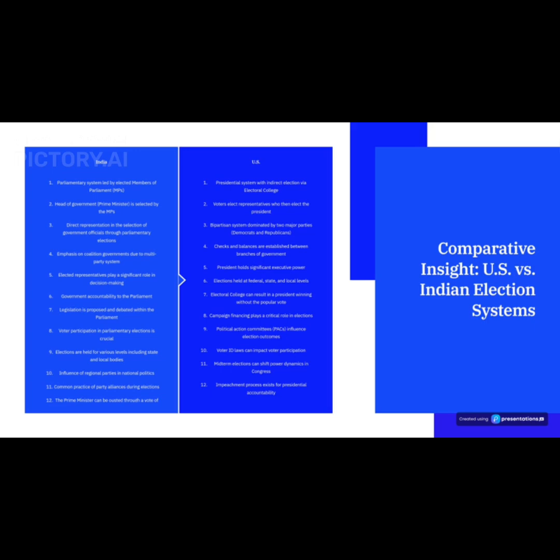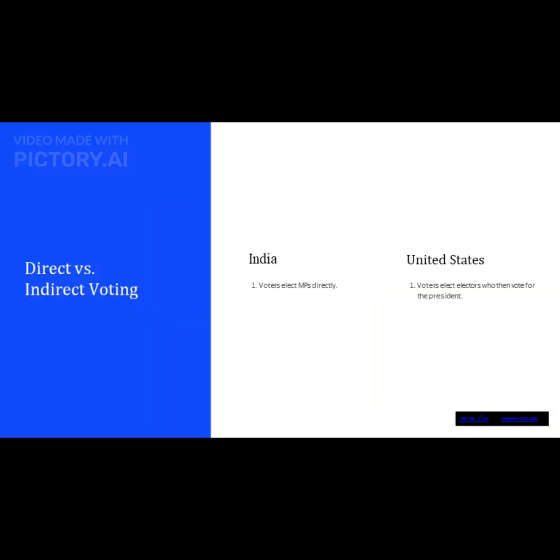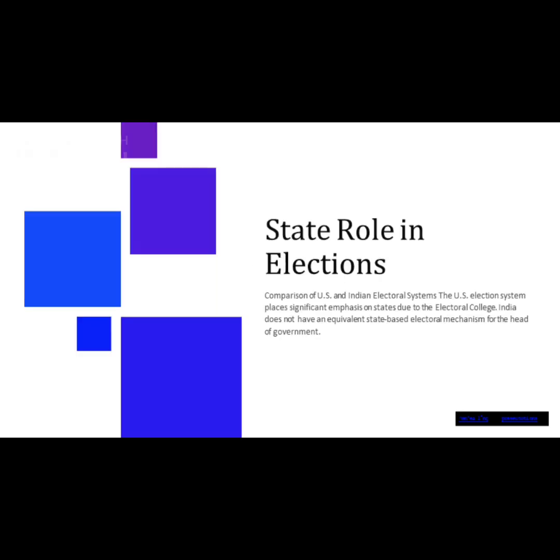In contrast, India's parliamentary system involves direct parliamentary elections and a more straightforward voting process. In India, voters elect MPs directly. In the United States, voters elect electors who then vote for the president. The U.S. election system places significant emphasis on states due to the Electoral College. India does not have an equivalent state-based electoral mechanism for the head of government.